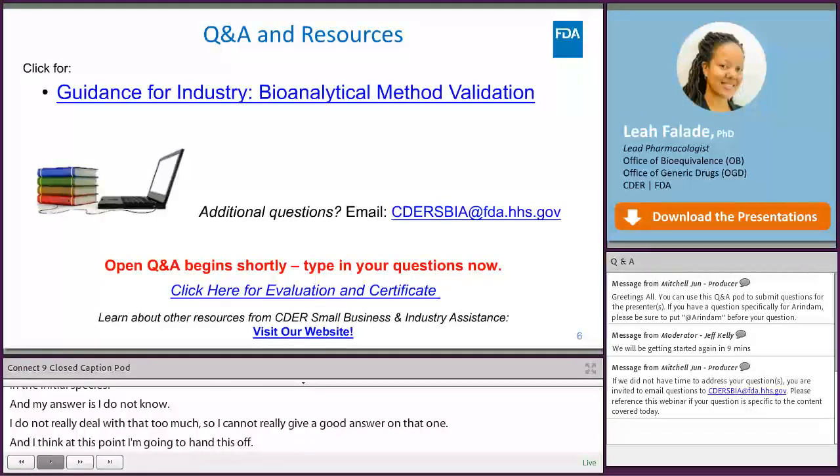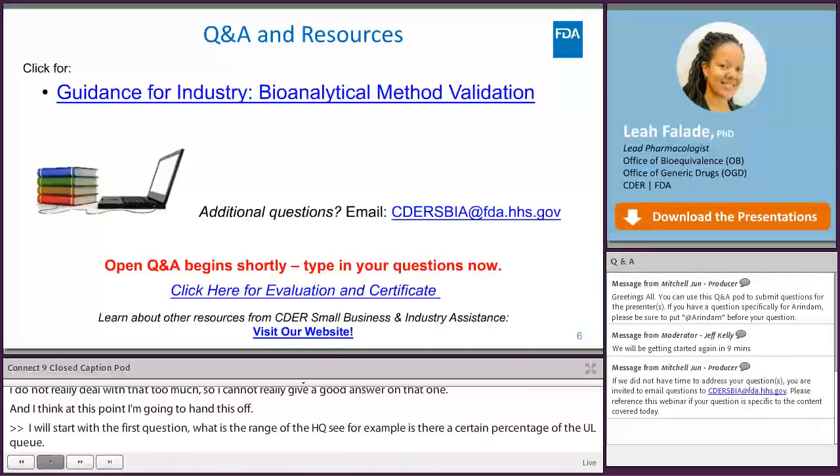What is the range of the HQC? For example, is there a certain percentage of the ULOQ? So to answer that, there is no percentage range of the ULOQ for the HQC, as long as the HQC is in the upper portion of the calibration curve. So anywhere between your mid-QC and your upper limit of quantitation is acceptable.